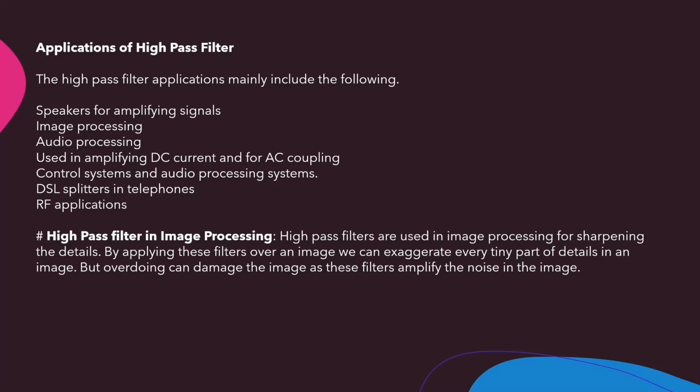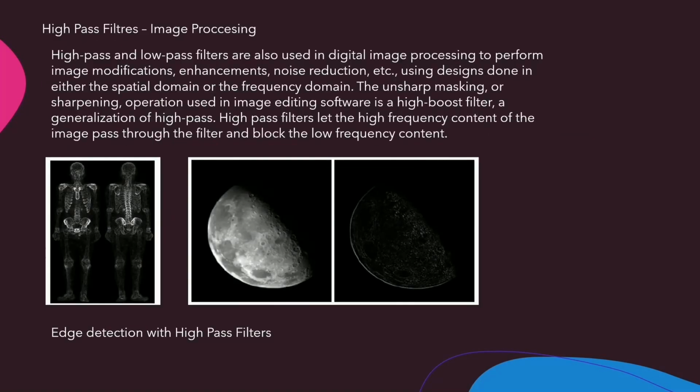The high-pass filter in image processing: high-pass filters are used in image processing for sharpening the details. By applying the filter over an image, we can exaggerate every tiny part of detail in an image, but overdoing that can damage the image as these filters amplify the noise in the image. High-pass filters are used in digital image processing to perform image modification, enhancement, noise reduction, etc. These two pictures show the edge detection using high-pass filters.